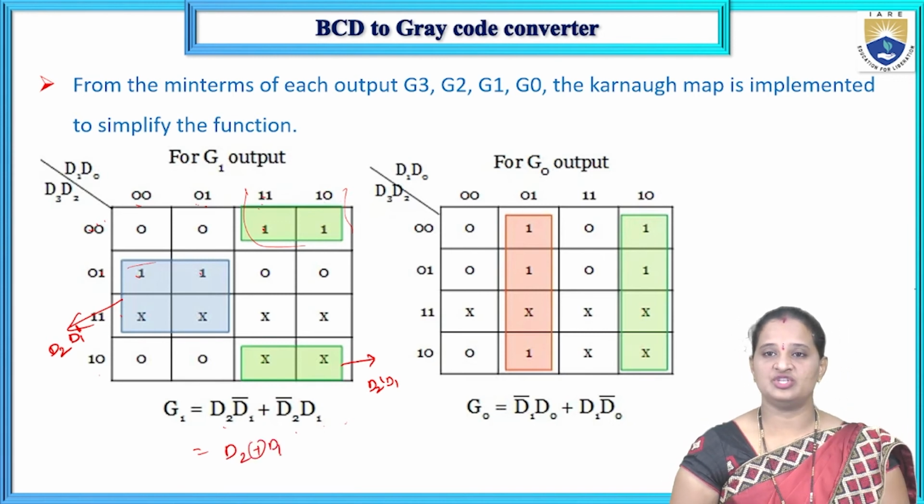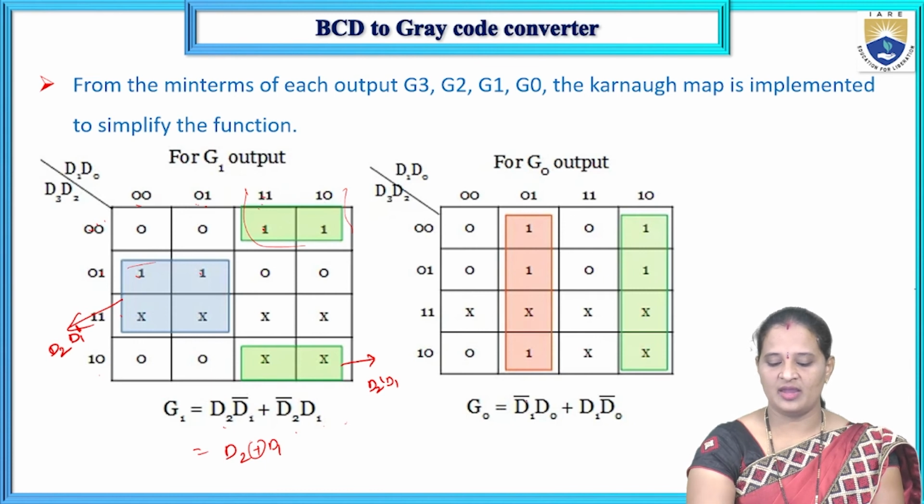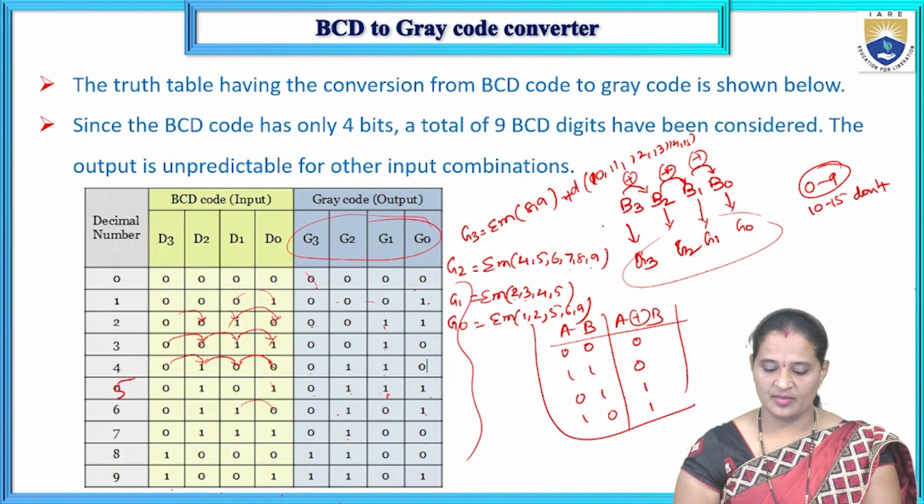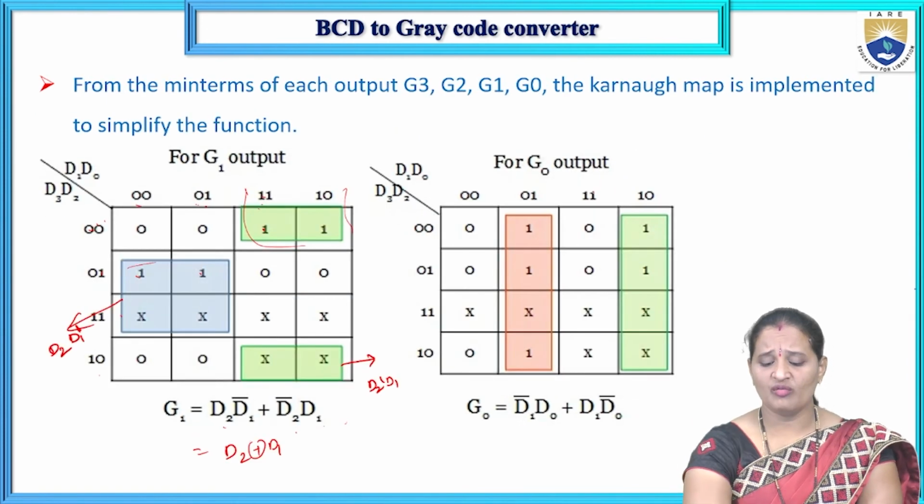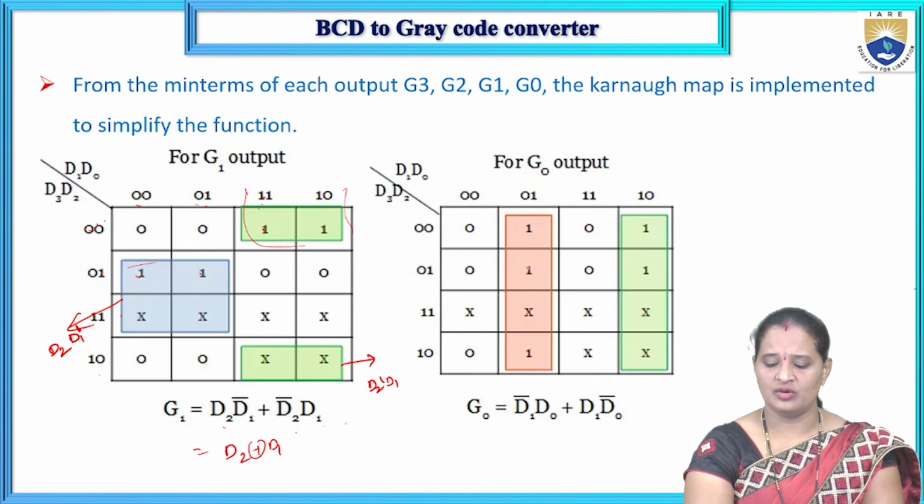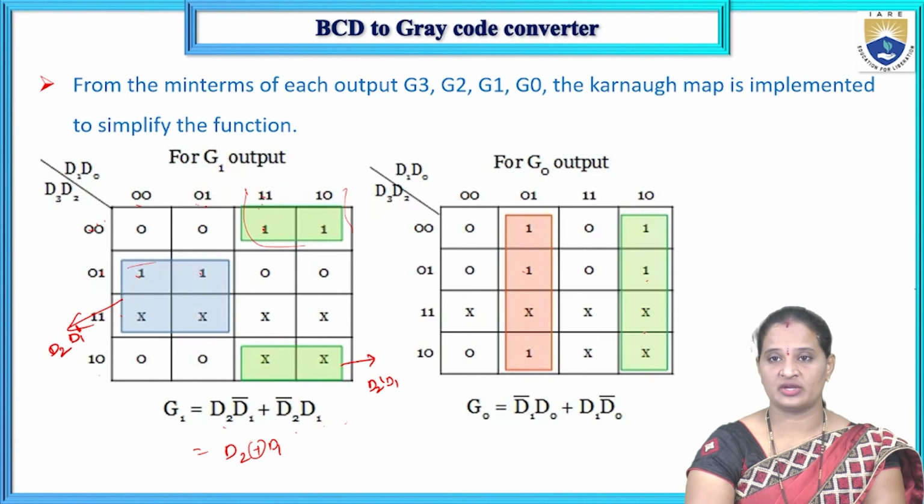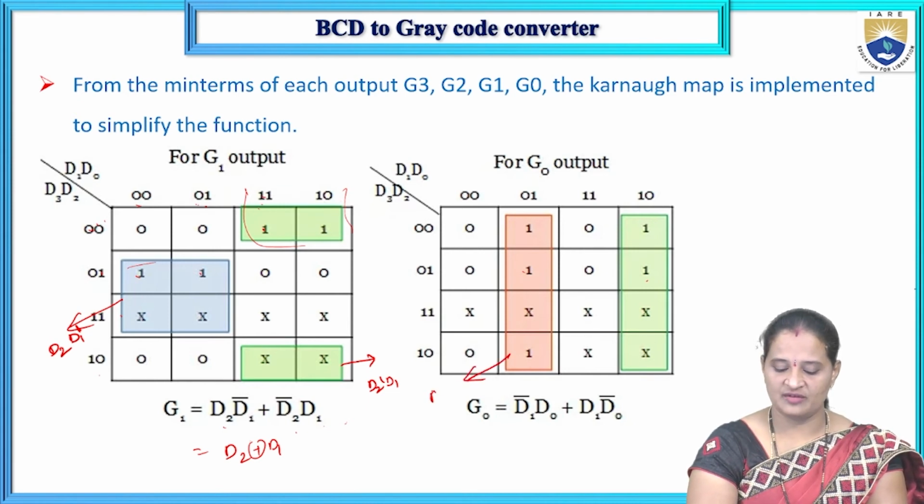Right? Now coming to G0. Here G0 is becoming 1 for 1, 2, 5, 6, 9, and the remaining are don't care. So I could form 2 quads here. This can be written as D1 D0 complement.